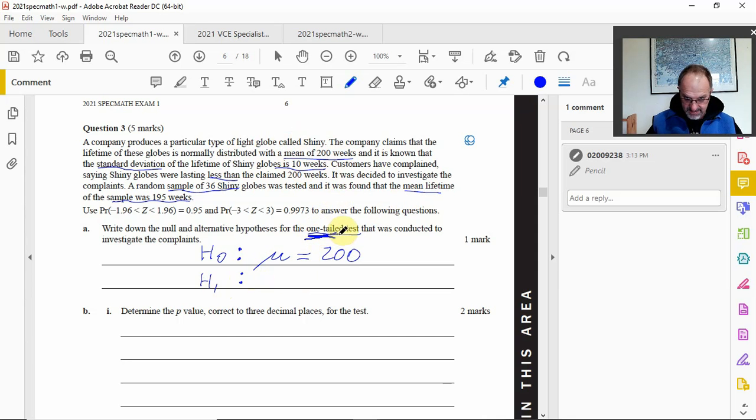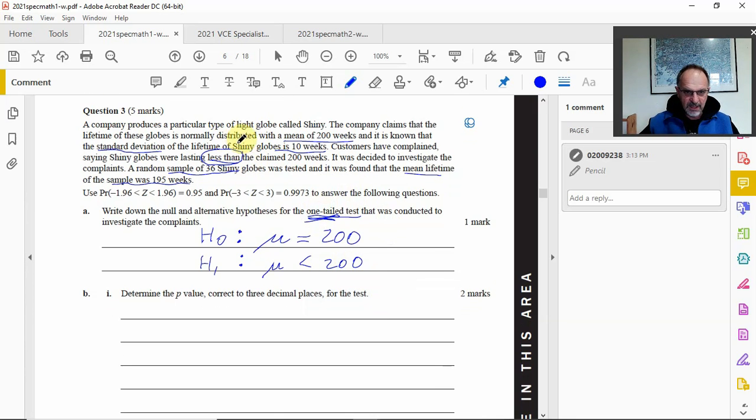One, we've got a one-tailed test, so we're only looking at one end of the normal distribution, not both. And the other key thing that you've got here is less than. So the customers are saying that it's less than. So the alternative hypothesis then is that the mean is less than the claimed 200 hours. All right, so a couple of things to watch there. That it's one tail, not both. So you can't just say it's not equal to. You've got to make a decision. Is it more or is it less? And the information tells us less. All right. That's enough on that one.